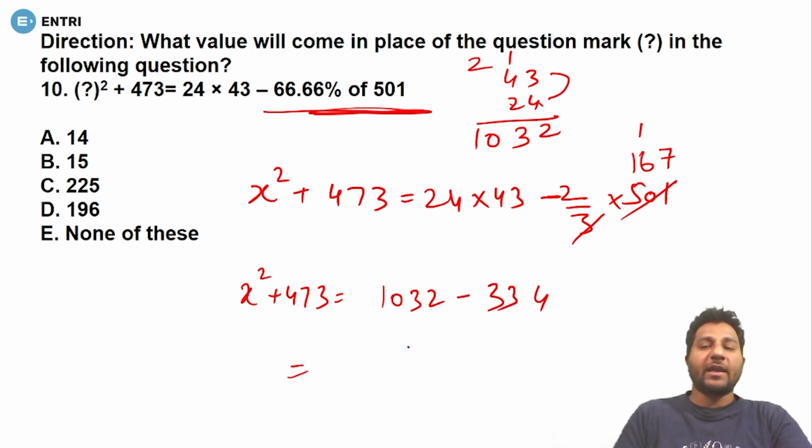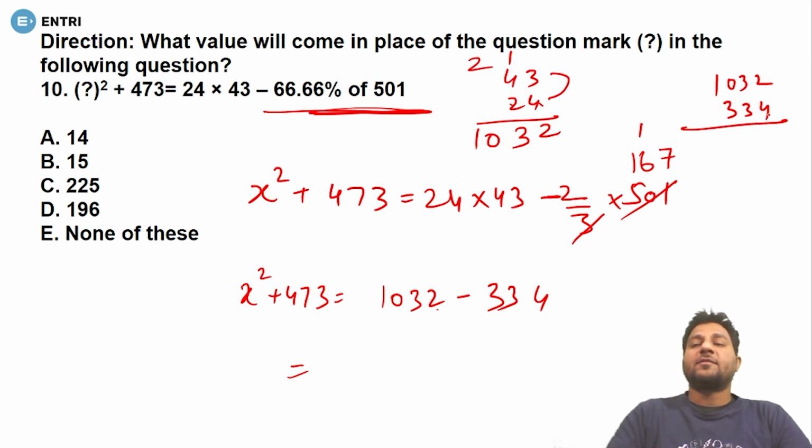Okay, so we can figure out this kind of question. All right, look at this. Now what can we do? We need to subtract 334 from 1032. From 12 to 4, we have been left with 8. 12 to 3, 9. So 9 to 3, 6. Okay, so 698.